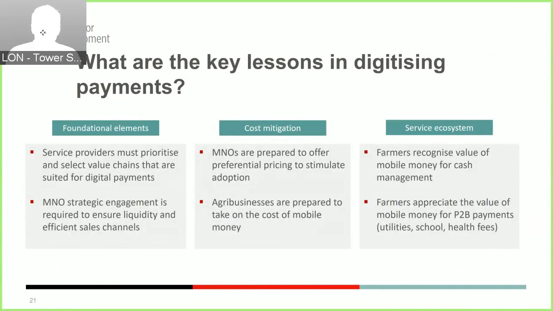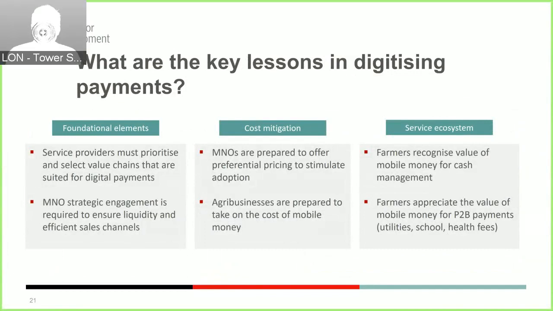Here, to the right-hand side of this slide, are the types of use cases that are more in demand from farmers and that should be considered to stimulate adoption of mobile money once B2P payments have been implemented.